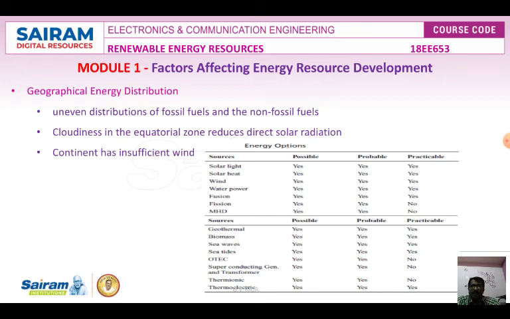But for energy sources we have to consider three things. The three P's are very important for any kind of energy resource: whether it is possible, probable, or practicable. If you go for sources like solar light, it is possible, probable, and practically applicable. Solar heat, the same. Wind, okay. Water power, you can use it. Fusion and fission are possible and probable, but practically it is difficult.